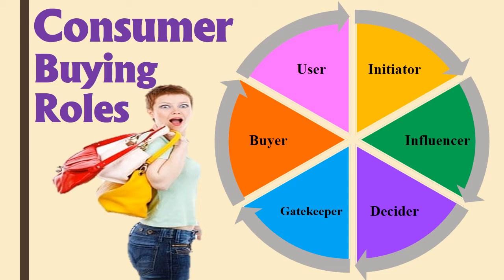For example, the children are the deciders for purchasing toys and books, but the purchases are made by their parents. So we can say here the parents are the exact buyers. And the last role is the user. So the user is the person who actually uses the consumer products or services. For example, the toys are bought by the parents, which are used by the children.